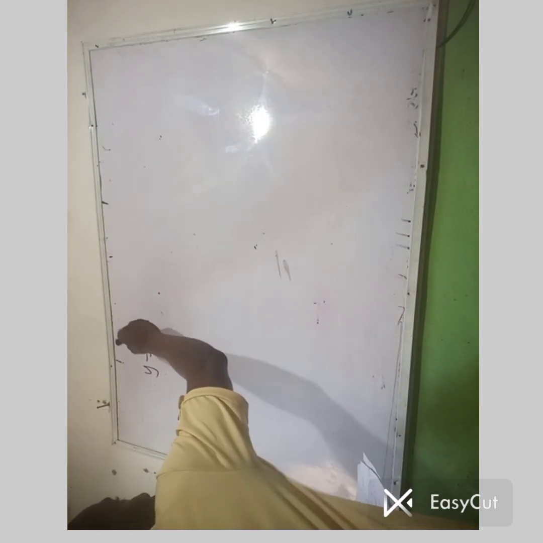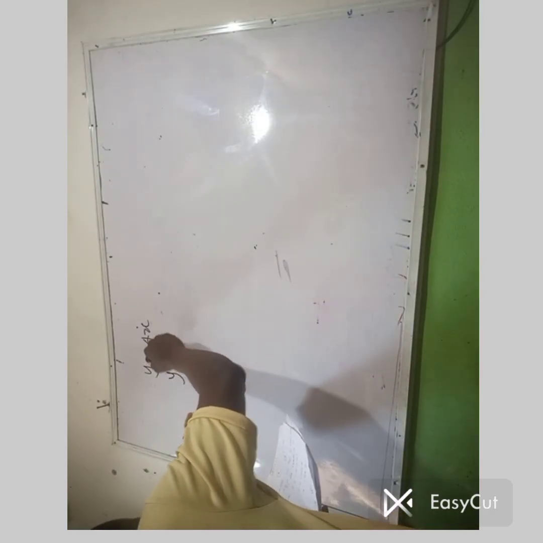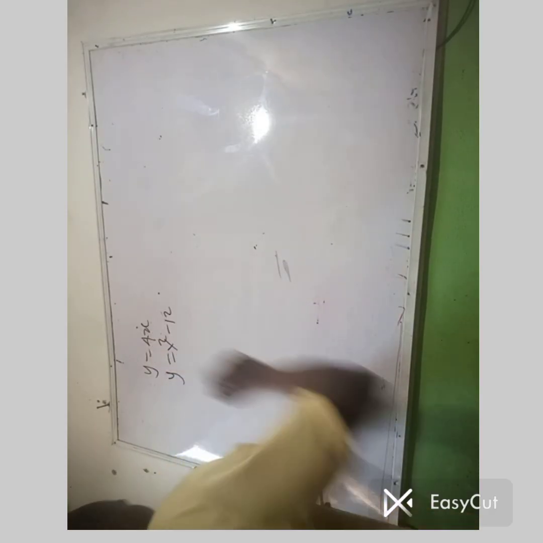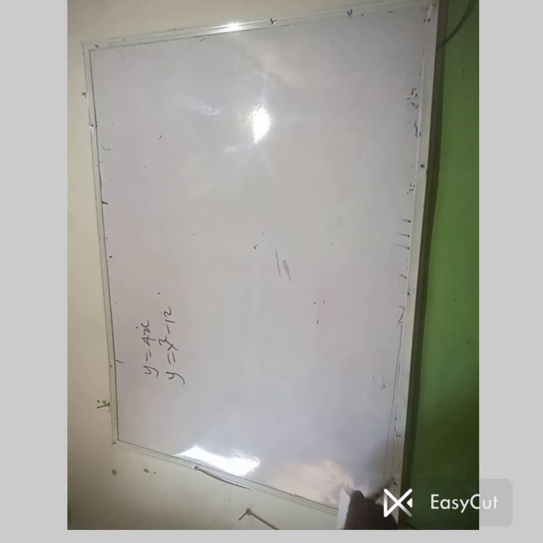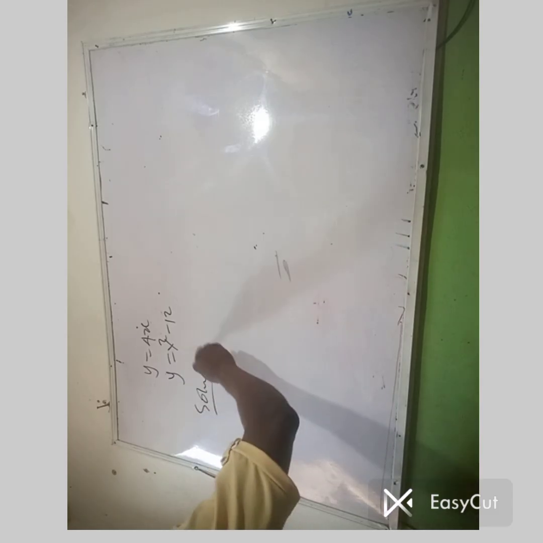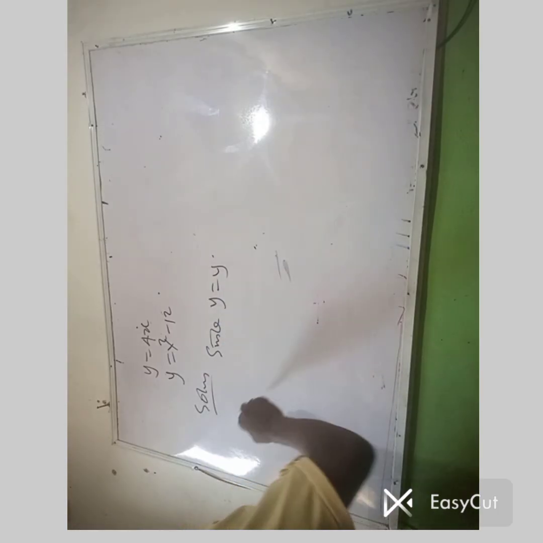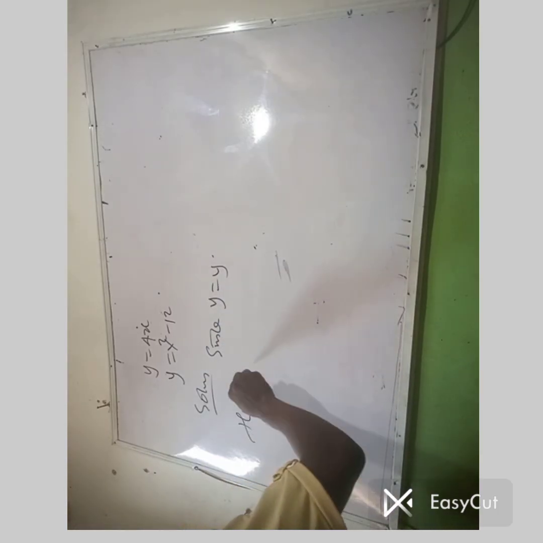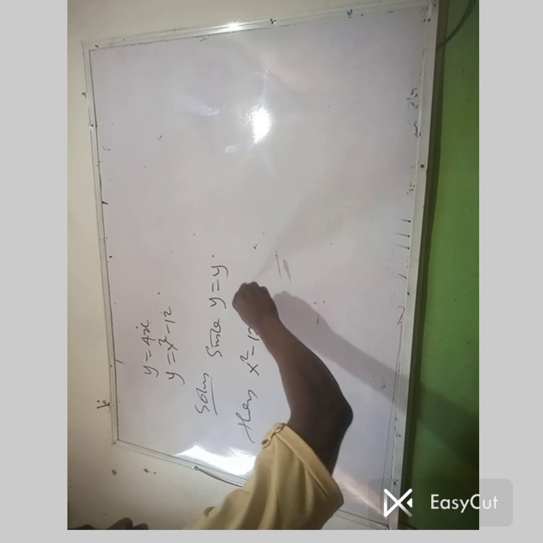So we have y is equal to 4x this time around, and y, the same y, is equal to x squared minus 12. Now we are told to find the two possible values of x. So you just see the solution. Since y is the same thing as y, then you can say x squared minus 12 is equal to 4x.